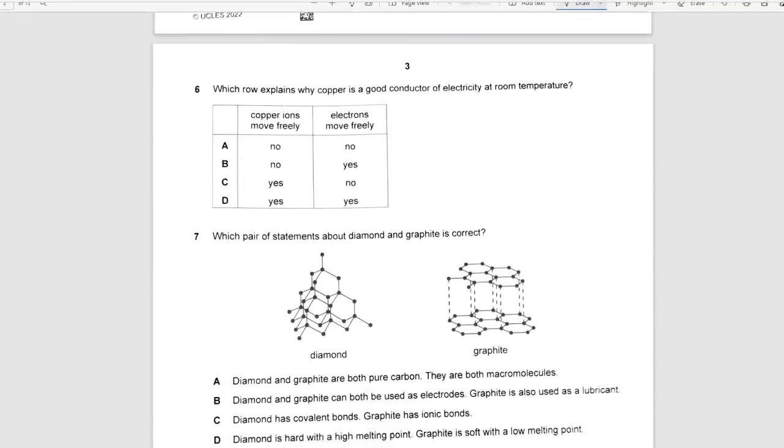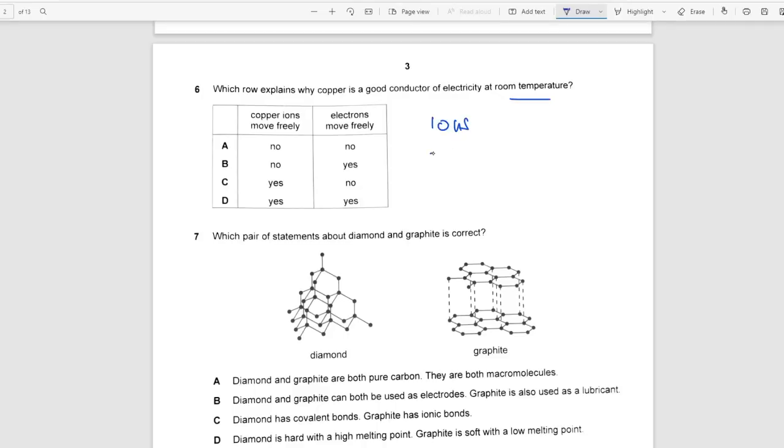The next question is telling us which row explains why copper is a good conductor. We all know copper is a good conductor, but what is the reason why it is a good conductor at room temperature? So first of all, we have the ions, we have the electrons. Now one reason why it's a good conductor is because electrons are free to move. We all know that electrons are free to move, right? Because electrons are free to move, then it's most likely either this.